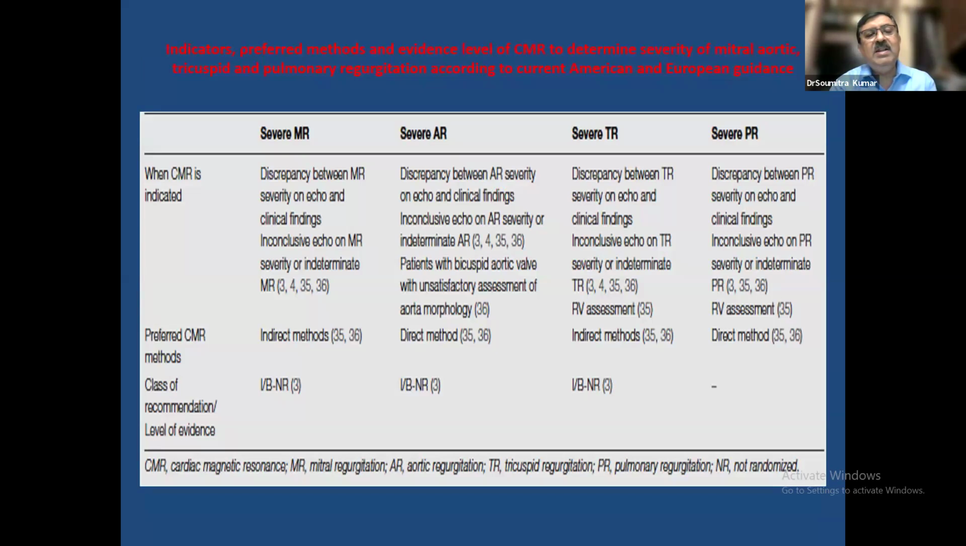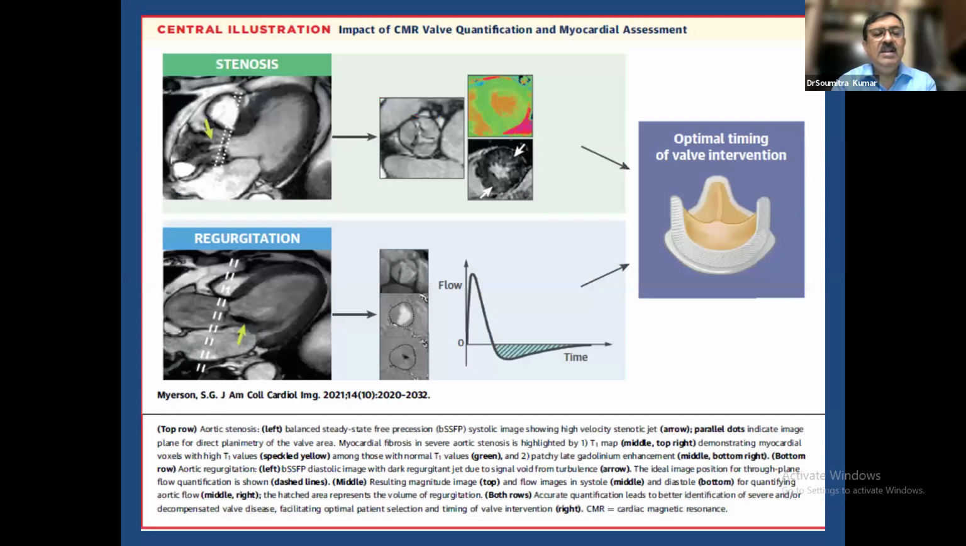CMR, in particular, when echo is inconclusive on the severity of regurgitant lesions, is very, very useful, particularly for the degree of MR and AR these days. And this is a very good paper. It is coming to be useful for stenotic lesions also. Days are not far away where we can assess the planimetric assessment of aortic stenosis. And from T1 weighted imaging, we can also assess the degree of fibrosis of the left ventricular myocardium in a case of aortic stenosis.